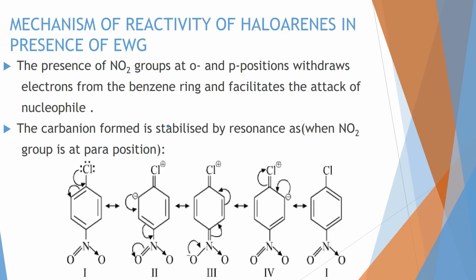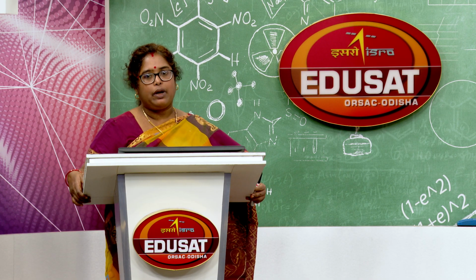You just see, the presence of nitro groups at ortho and para positions withdraws electrons from the benzene ring and facilitates the attack of the nucleophile, because previously, as you had known, the benzene ring was a rich source of electrons. So, it was itself behaving as a nucleophile. So, it was not favorable for the attack of a nucleophile. I think you are following my point.